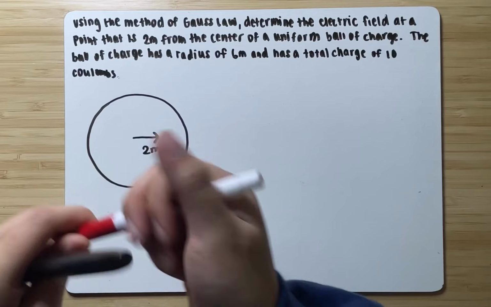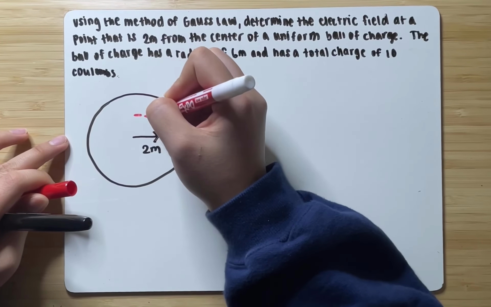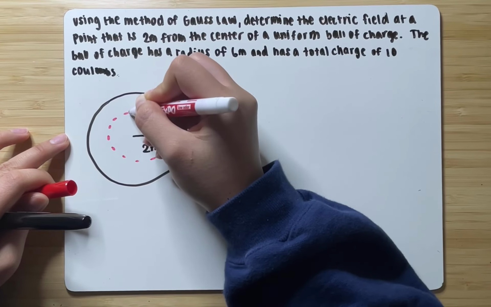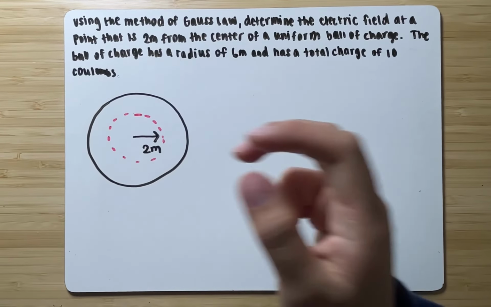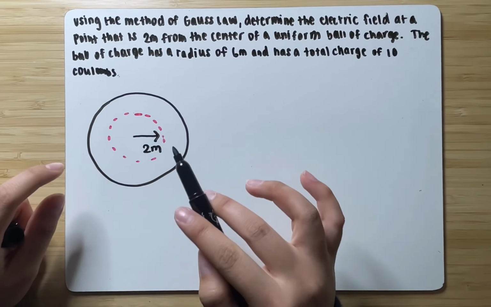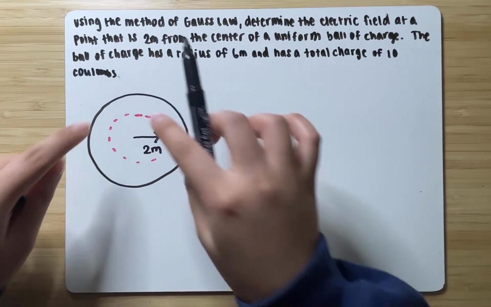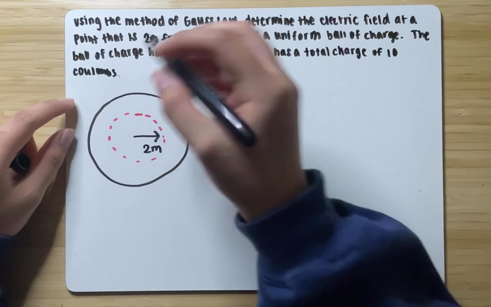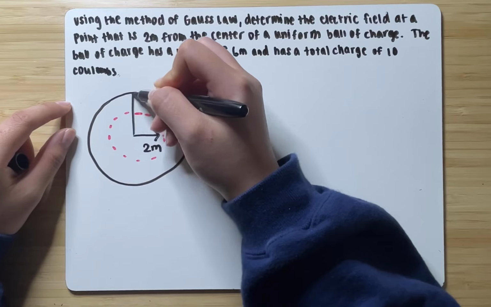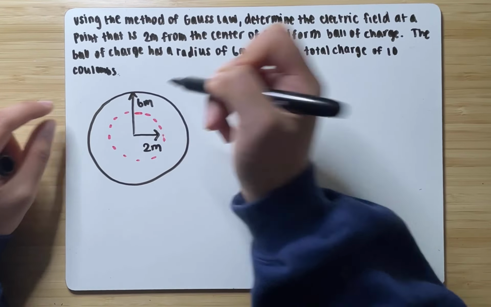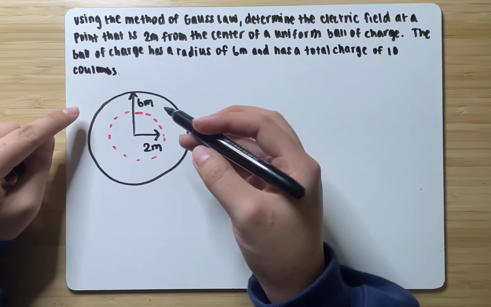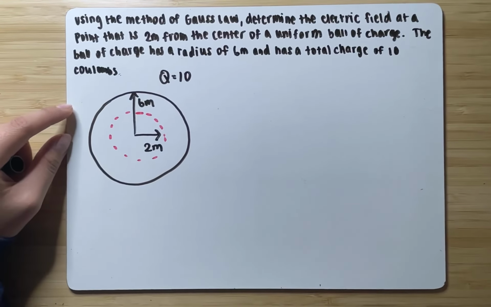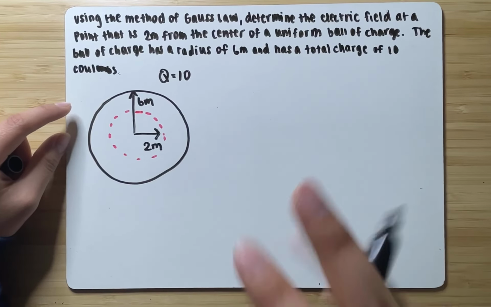Right off the bat, we're drawing our Gaussian shape, okay? So this is going to be our Gaussian shape. This is going to be where we base off everything. Now, it also says that the ball of charge, this ball, not the Gaussian shape that we draw, this whole thing, has a radius of 6 meters, and a total charge of 10 coulombs. Okay, so these are the pieces of information we know.